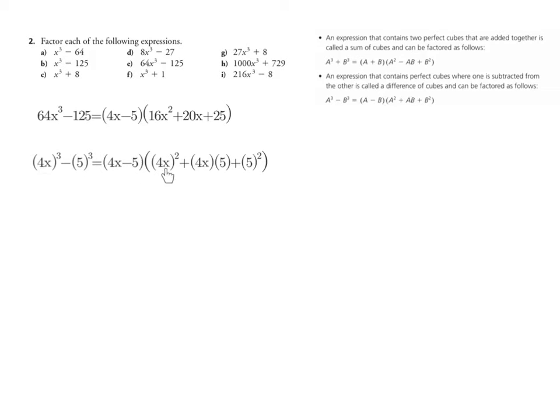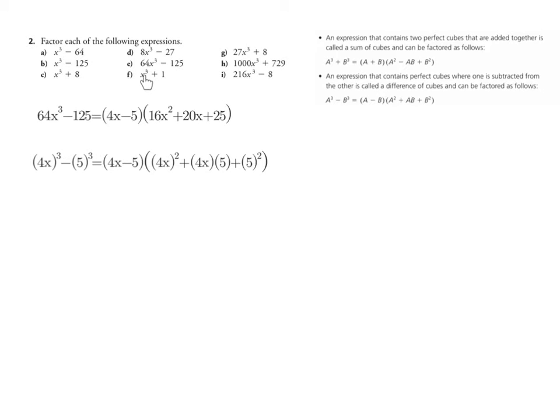This 4x has to be squared, and this 5 has to be squared, and in the middle you just multiply 4x and 5. Because it's a difference of cubes, the minus goes here and the plus goes here. If it were the sum of cubes, well, then this would end up being a plus and that would be a minus. Everything else stays the same.